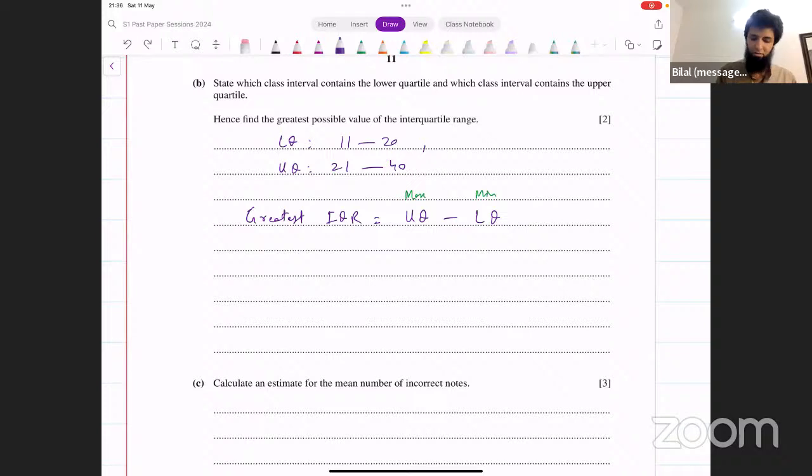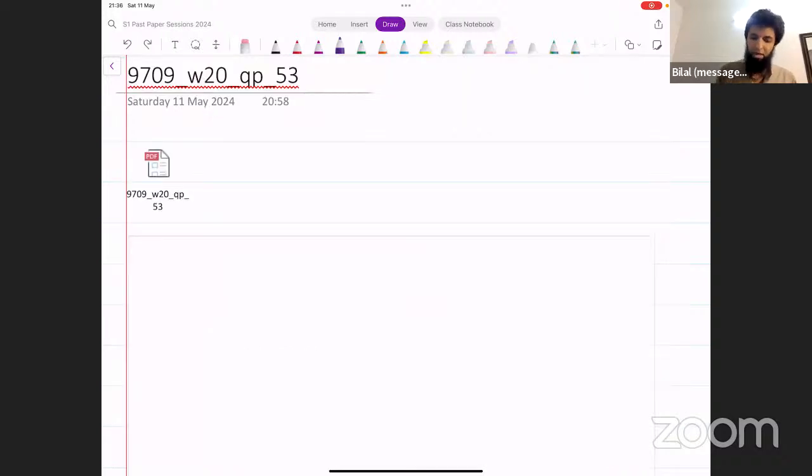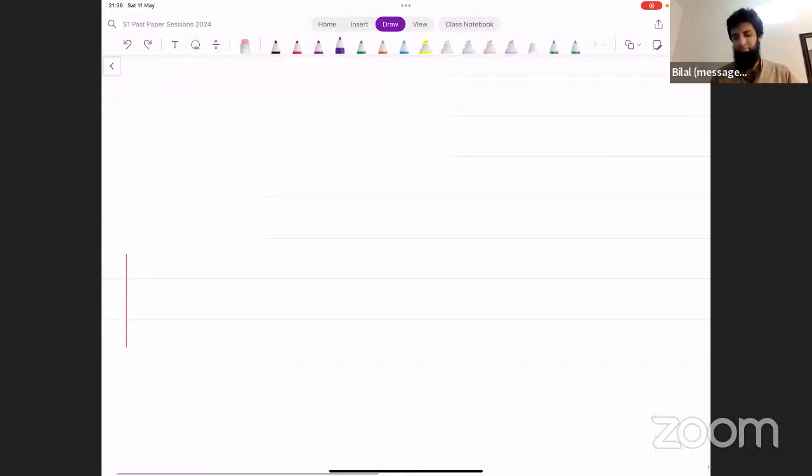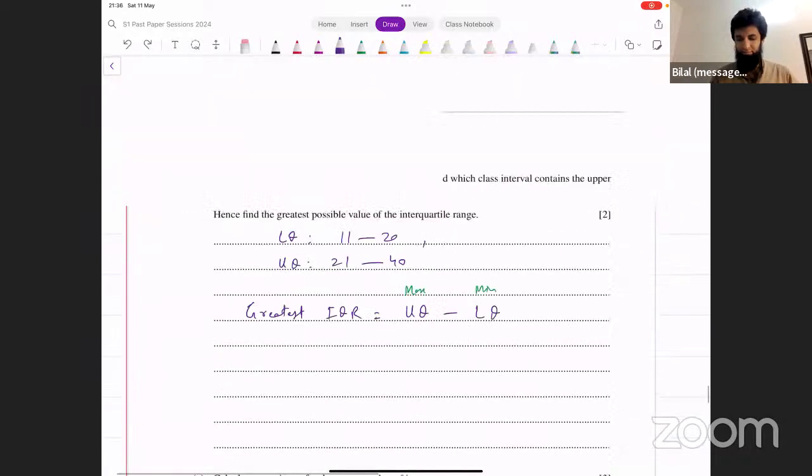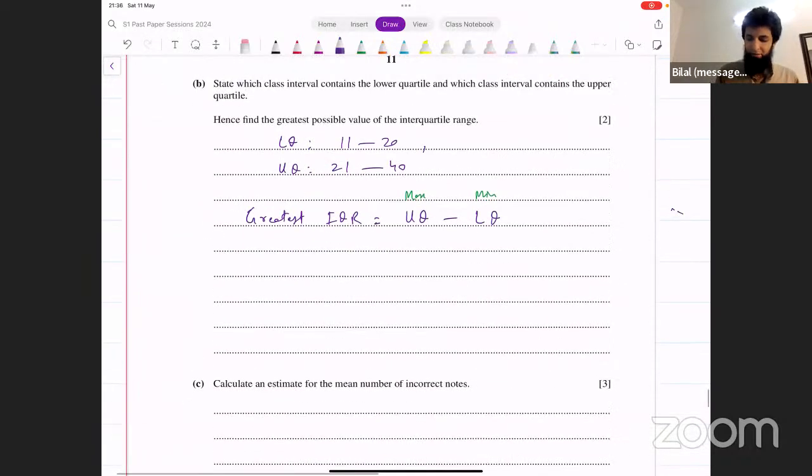40 minus 40 minus the least possible value for the lower quartile. What's that? That's 11, and that will give you 29.